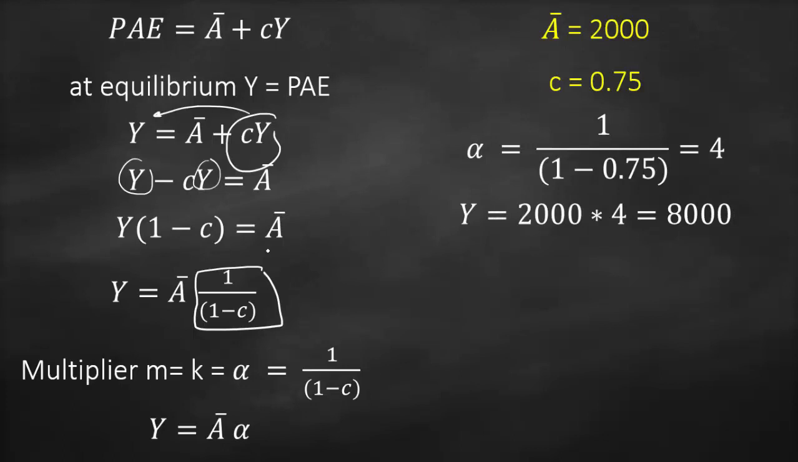Therefore, I will get 2000 multiplied by 4. This will give us 8000. So let's draw it in our graph and put the numbers instead of symbols. So this is our x-axis, which is our output, and I'll put here 2 dashes, which means I don't start with 0. And this is our y-axis, which is planned aggregate expenditure. I put 2 dashes because I don't start from 0.